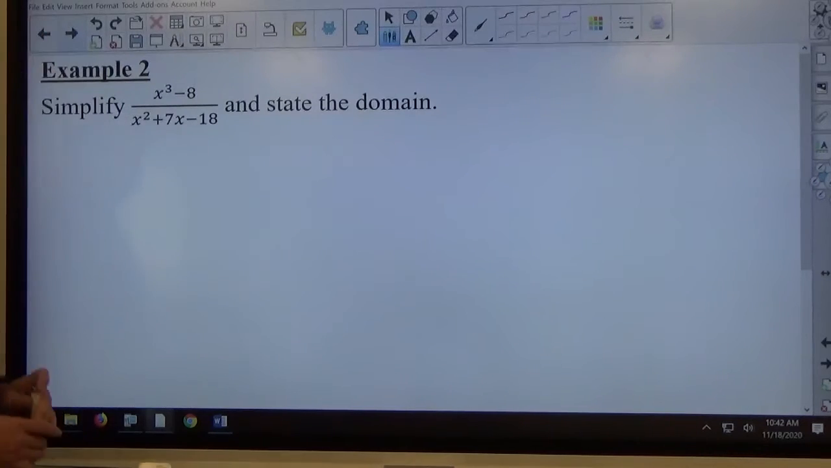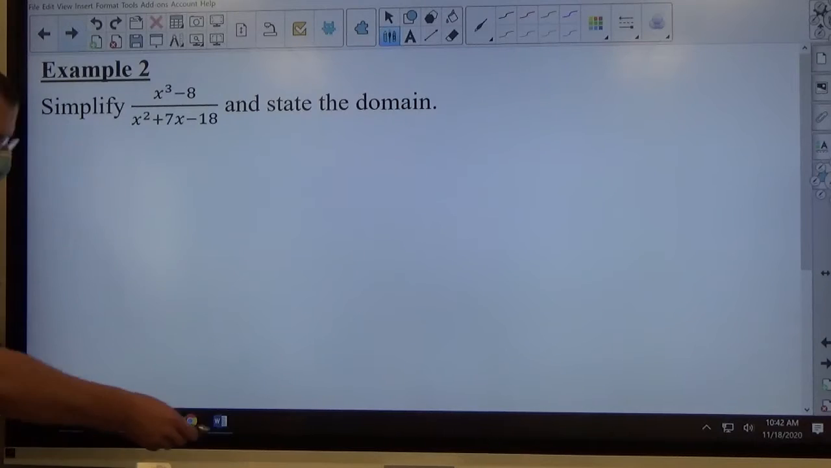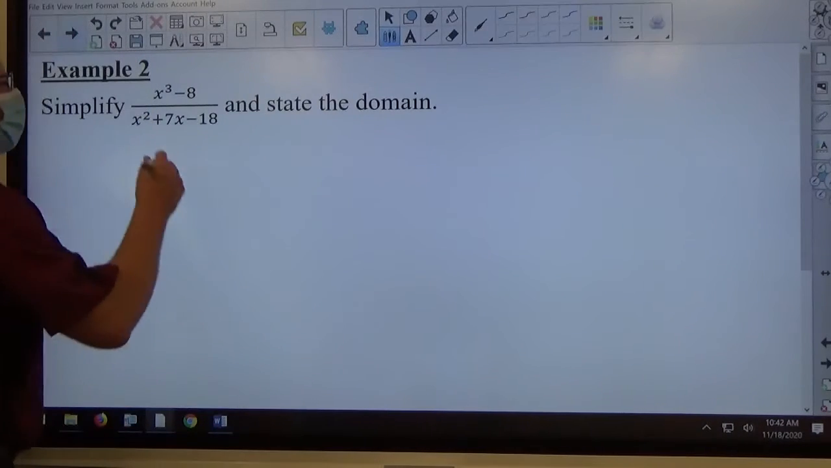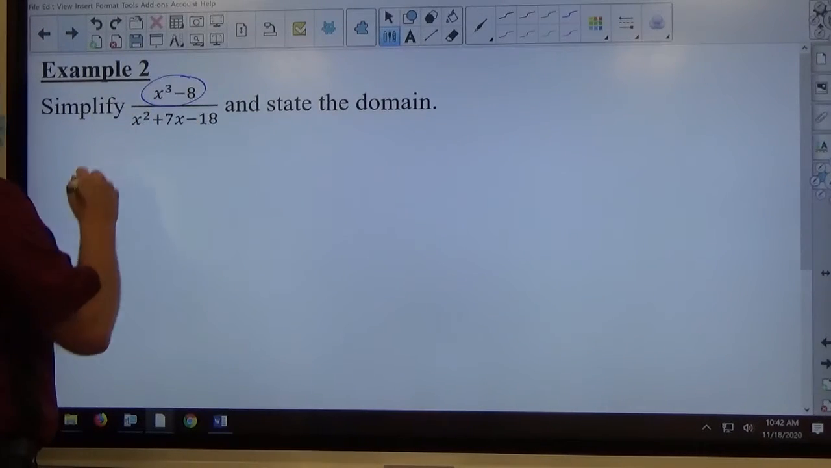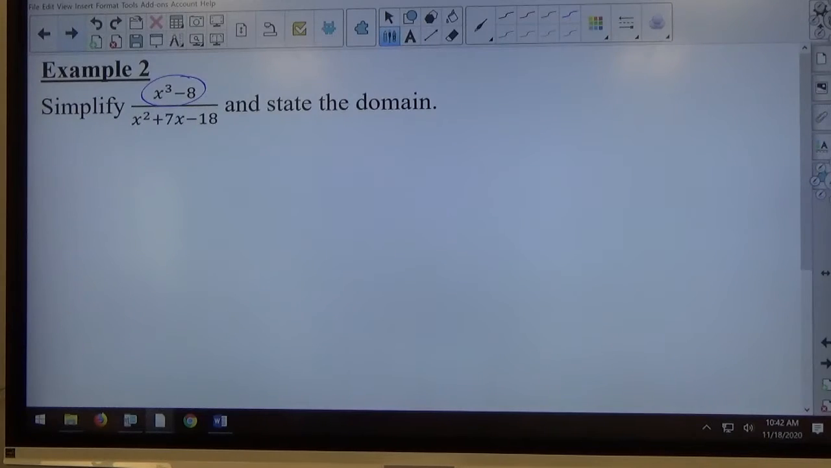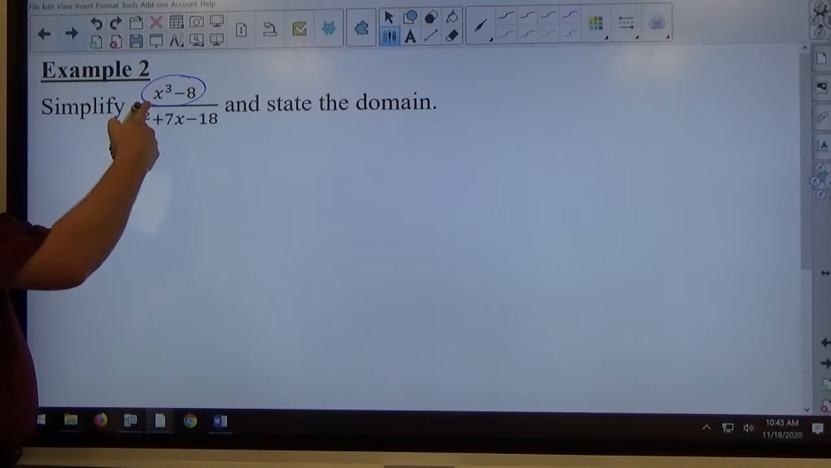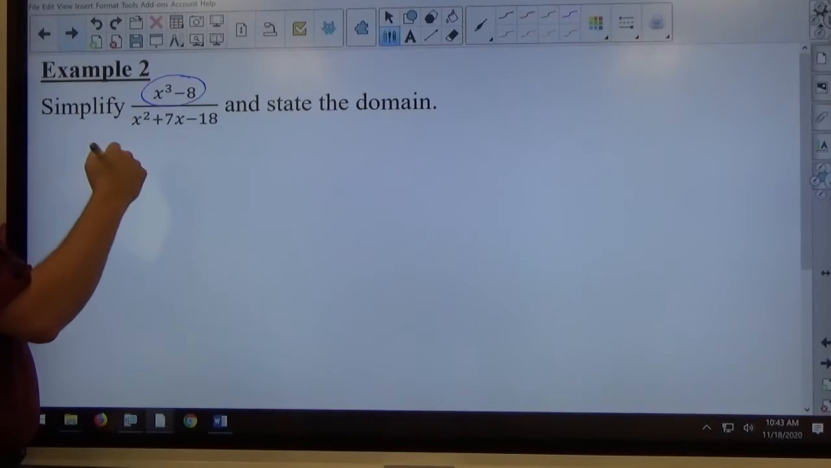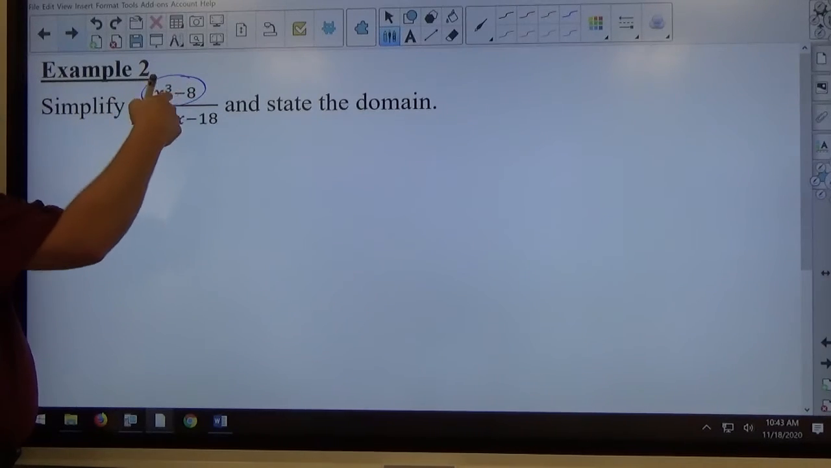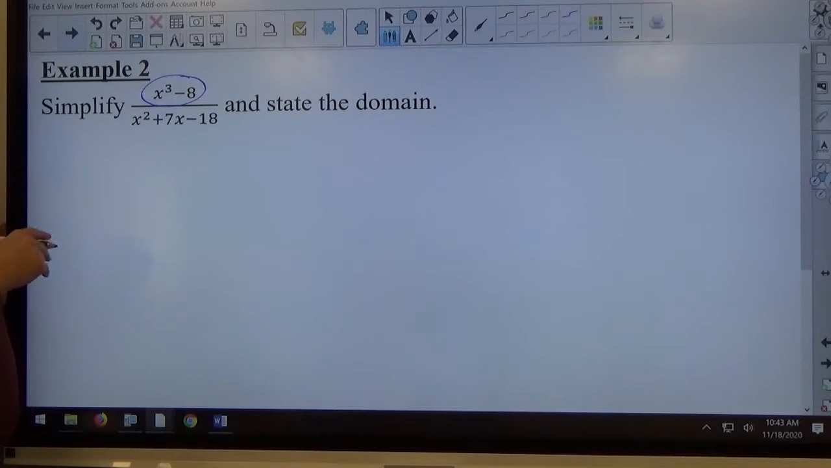Example 2. Notice again we have on top a binomial structure. This time we have x cubed minus 8. I'm recognizing this is a difference of two cubes. X times x times x is x cubed, and 2 times 2 times 2 is 8, so 2 cubed is 8, and then it's being subtracted. Recognition of a structure, then write the answer.